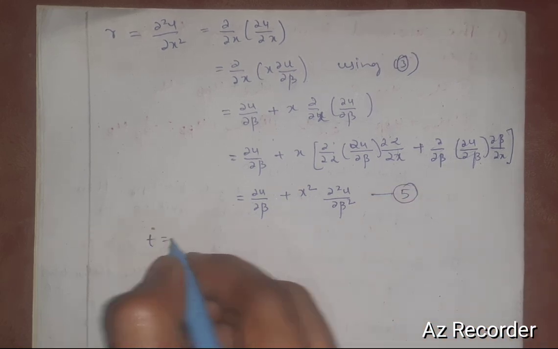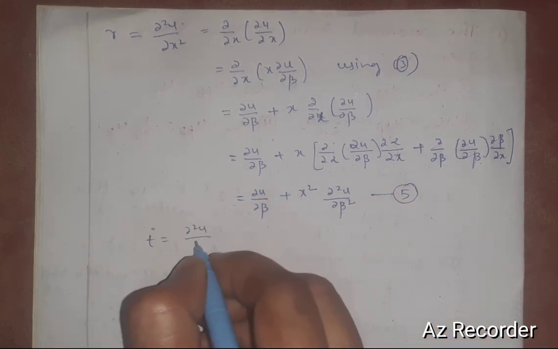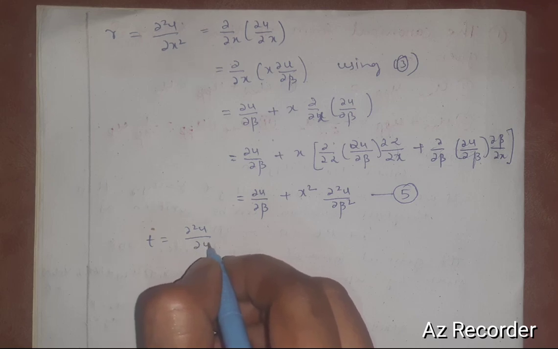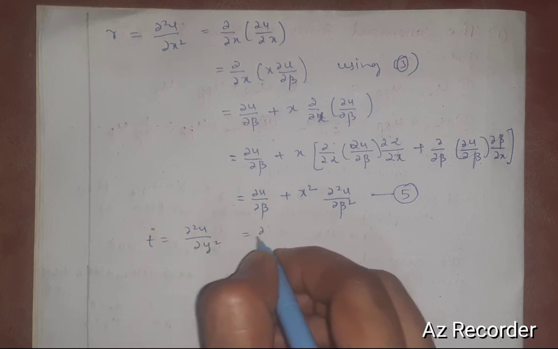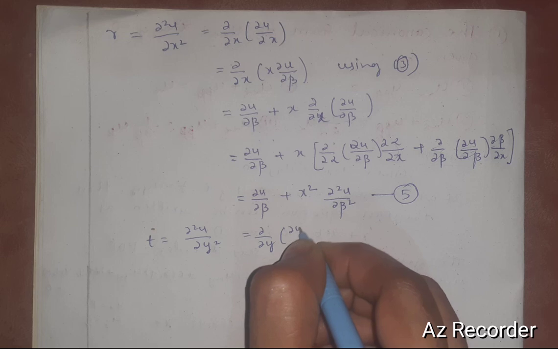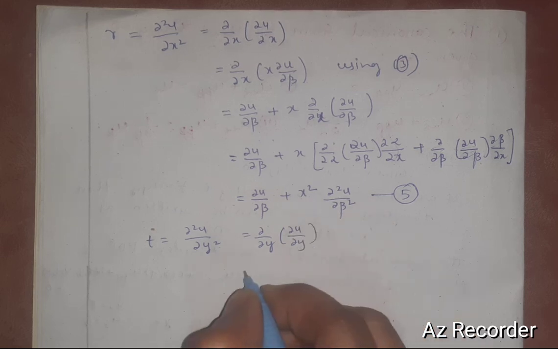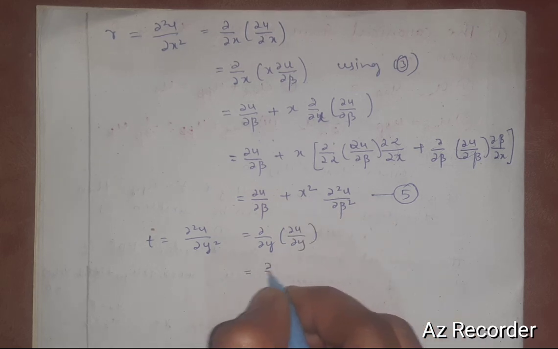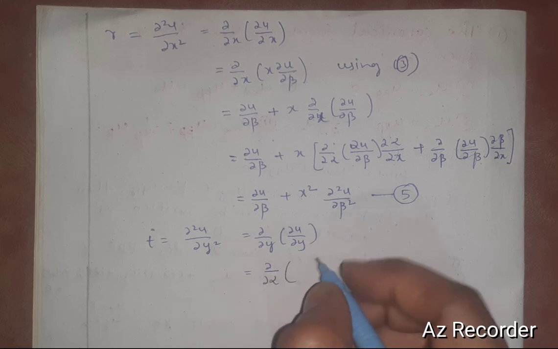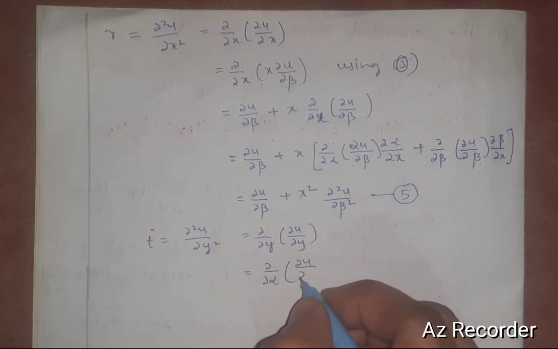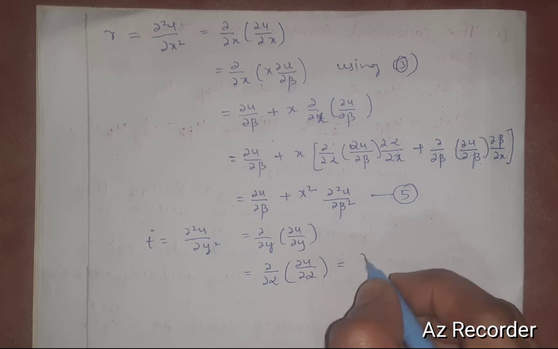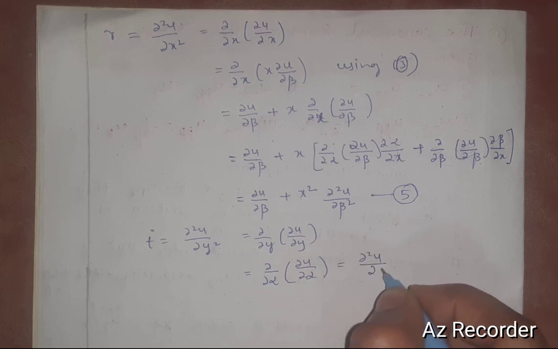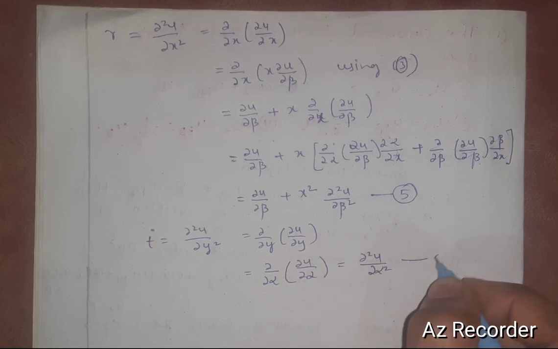Now t is equal to ∂²u/∂y². So this is ∂/∂y of ∂u/∂y. That is, ∂/∂y is nothing but ∂/∂α, so ∂/∂α of ∂u/∂α. This is nothing but ∂²u/∂α². Equation number 6.